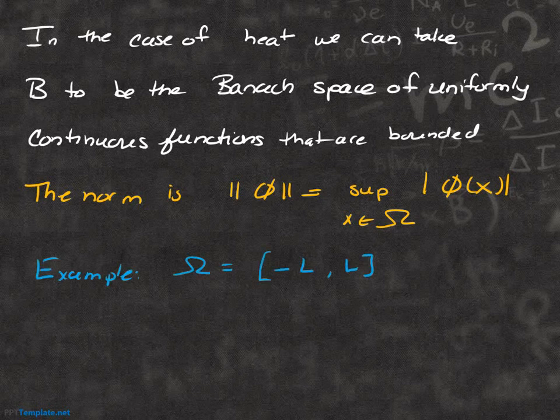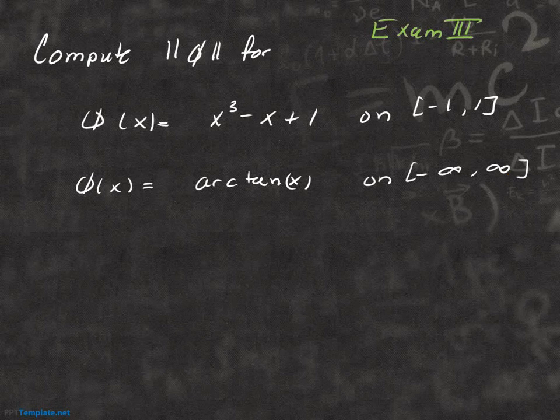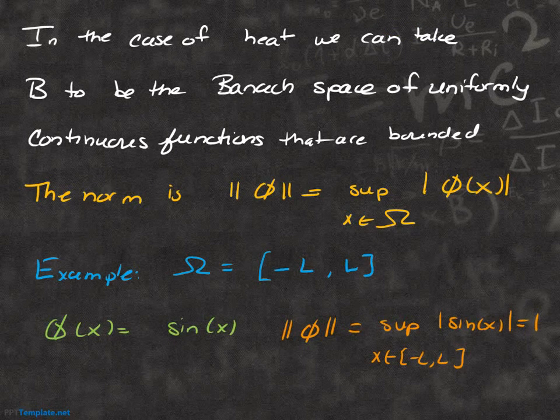Example, you could take omega to be minus L to L, look familiar? And take phi of x to be sine x, a perfectly uniformly continuous, bounded function inside that omega. And I even know what that sup is. It's 1. So I can calculate its norm. And I think in real analysis you might have actually had this uniform norm and talked about it. All right, then don't tell anybody, because you should have actually had that in real analysis.